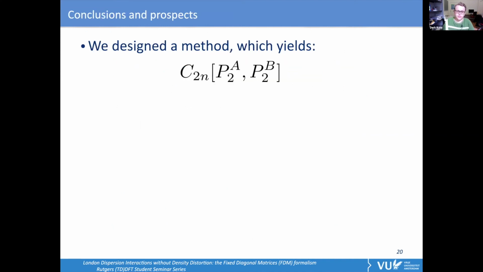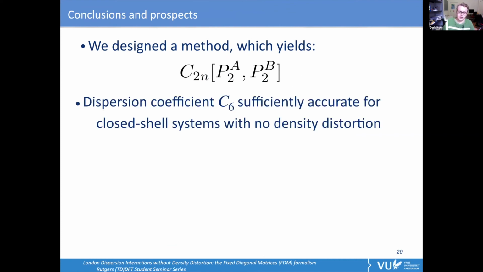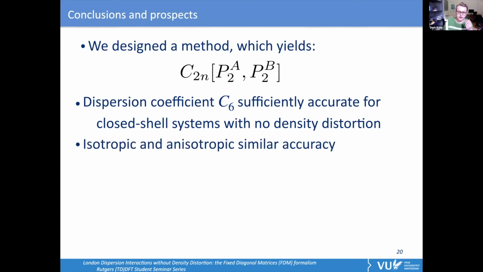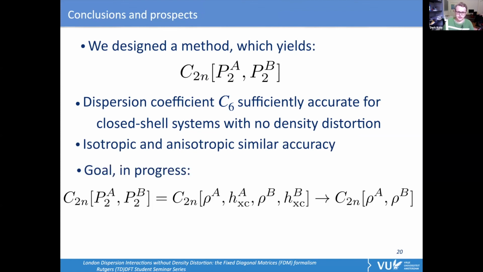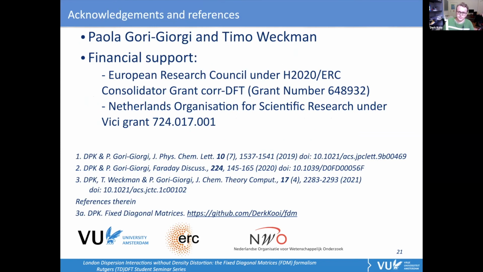To conclude, we designed a method which yields dispersion coefficients as a function of pair densities. The dispersion coefficient C6 is sufficiently accurate for closed shell systems with no density distortion. What I should add is that I did not show this in the plot because we had very few systems, but anisotropic coefficients had similar accuracy as the isotropic coefficients for the same systems and the same pair densities being used. And yeah, the big goal, which is in progress, is to go to a density functional by introducing exchange correlation hole approximations. Okay, thank you very much.